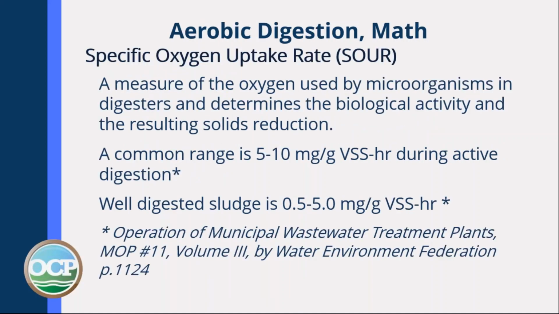Some aerobic digestion math. You need to run a specific oxygen uptake rate, or SOUR. It's a measure of the oxygen used by microorganisms in the digesters and determines the biological activity and the resulting solids reduction. A common range is 5 to 10 milligrams per gram volatile suspended solids per hour during active digestion. Well-digested sludge is 0.5 to 5 milligrams per gram volatile suspended solids per hour.